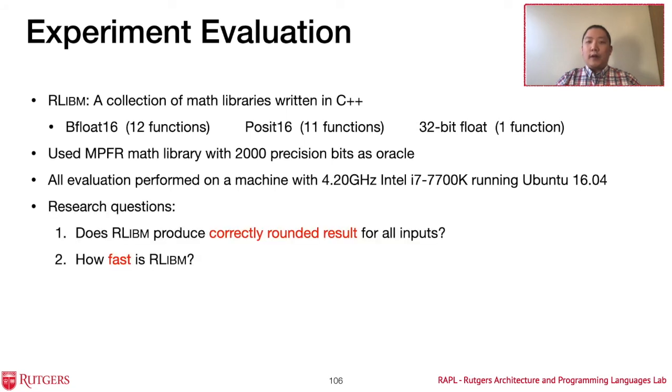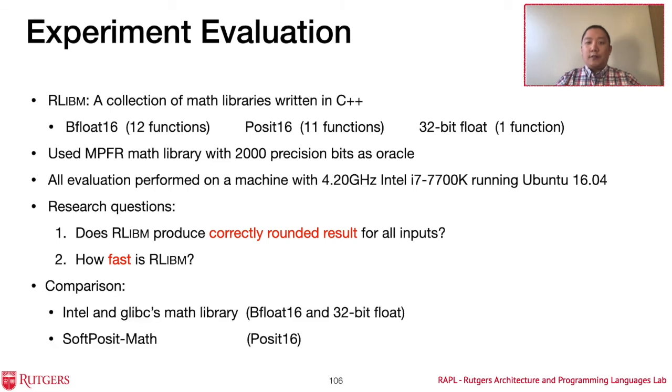In our experiments, we wanted to check for 2 things. First, does RLibm produce correctly rounded results for all inputs? And second, how efficient is RLibm? Because there is no bfloat16 math library available yet to compare to RLibm, we repurposed glibc and Intel's math library into a bfloat16 math library by converting a bfloat16 input to float or double, using either glibc or Intel's math library to produce the result, and then rounding the result back to a bfloat16 value. We compared our RLibm's POSIT16 math library against the soft-posit math library, which is the only POSIT16 math library available.